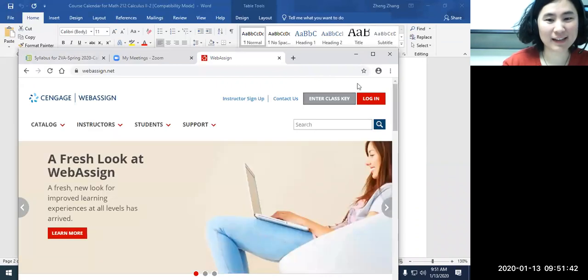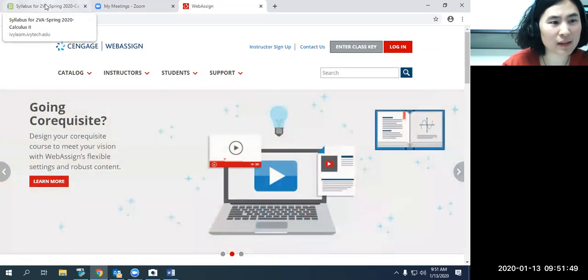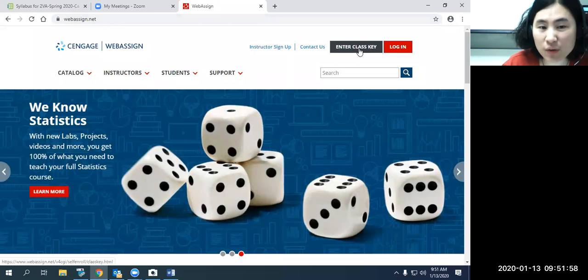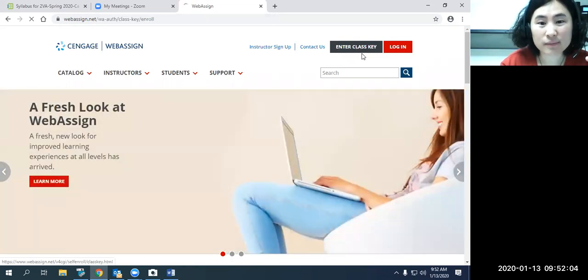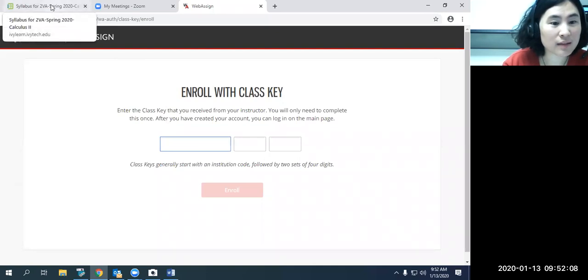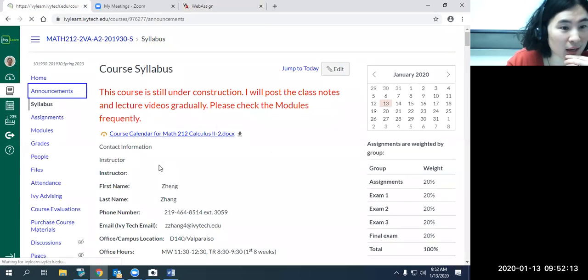webassign.net. Okay, so for you guys to access the WebAssign homework assignments, I think under the announcement, I posted an announcement about how to sign into the class. So just go to webassign.net, and if this is the first time for you to enroll in the class, just see enter class key, okay? Enter class key, and the class key is under the announcement.